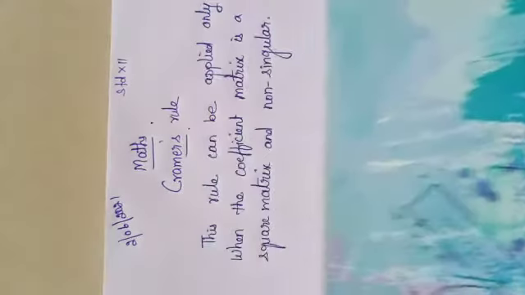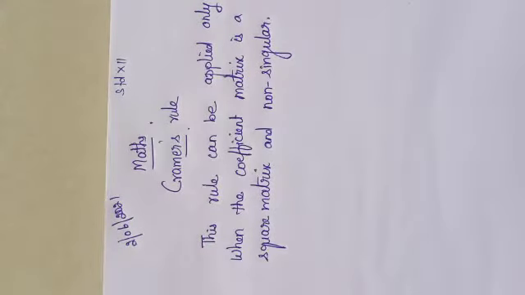So Cramer's rule, when is it applicable? This rule can be applied only when the coefficient matrix is a square matrix and non-singular. So, what does coefficient matrix mean?